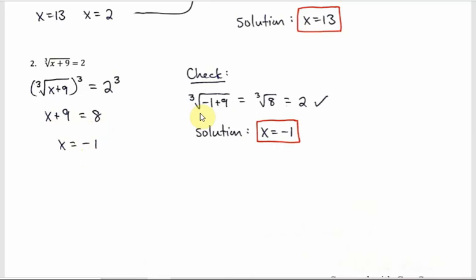Alright, and then to check just to make sure, even though since this is an odd root it'll be fine, you sub in a negative 1, then you got the cube root of 8, which is 2. That's what's on the right side of the equation. So yes, this works. So x equals negative 1 is a solution here.